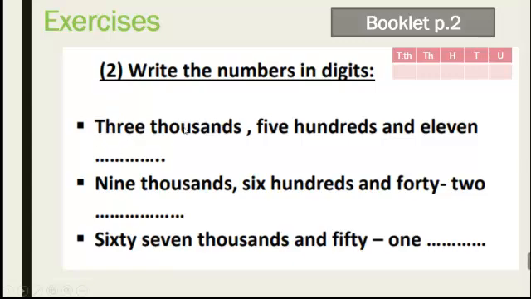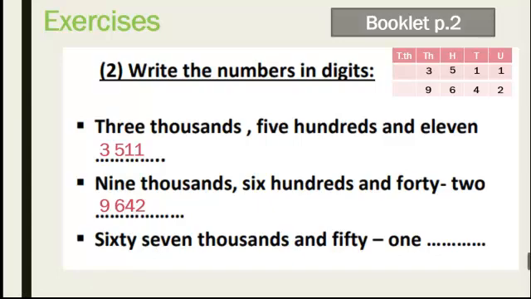3,000. So here in the thousand place I will put 3. 5 hundreds, so I will put 5 in the hundred place. And 11, so I will put 11 in tens and units place. Okay, so we got what? 3,511. Next one, 9,642. So we got 9,642. Let's move to the next one.